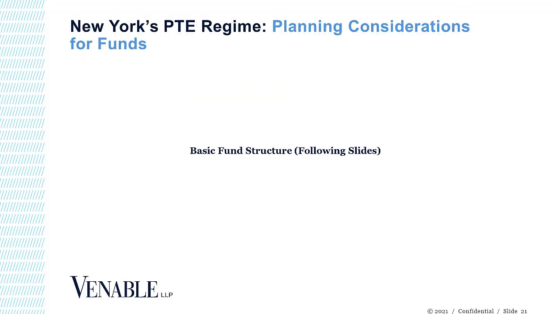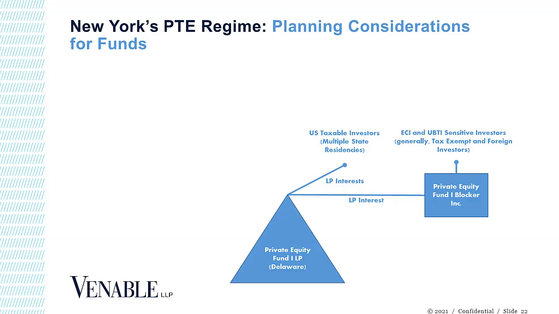But let's look at a basic fund structure. Oftentimes a fund will be a Delaware limited partnership. That's a pass-through entity. The LPs, or the investors, put money into the Delaware limited partnership in exchange for an interest in the fund. If they're U.S. taxable investors, typically those are your high net worth individuals, and they're going to be residents of who knows where, any state: Florida, California, New York, a potpourri of investors.